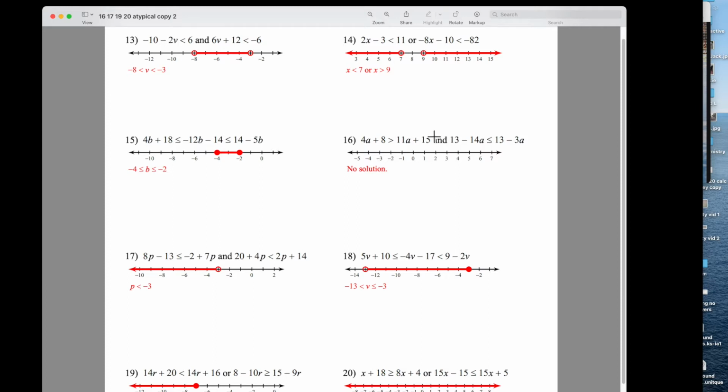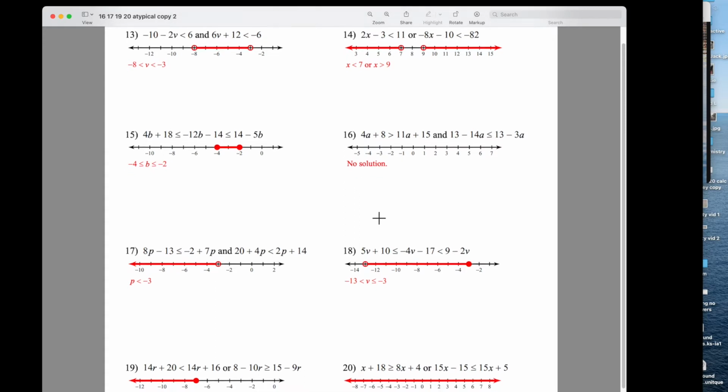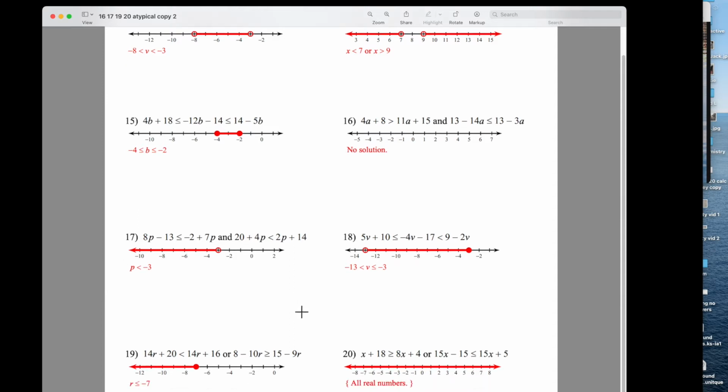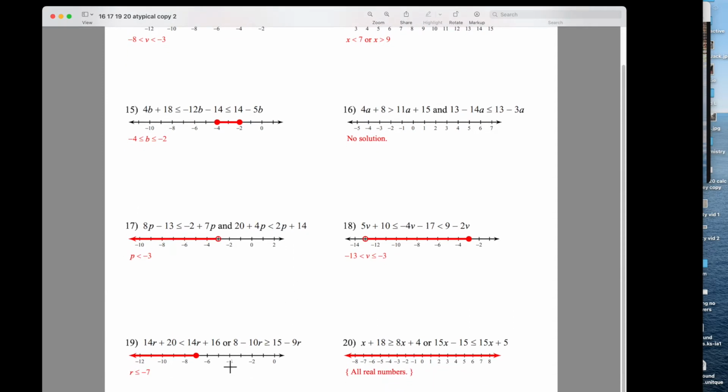Here we have an and problem, yet there is no solution, so no dumbbell. Here we have an and problem, but no dumbbell. Rather, we just have a single open circle with one arrow. Here, number 19, this is atypical. It's an or problem, but we only have one arrow pointing. And finally, number 20, here's an or problem, and it's all real numbers.